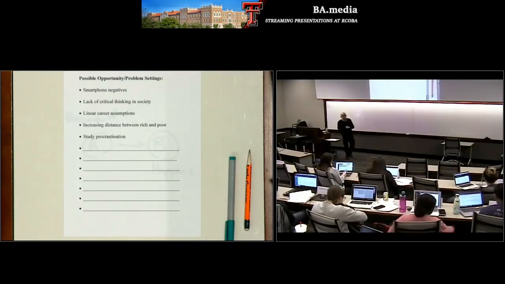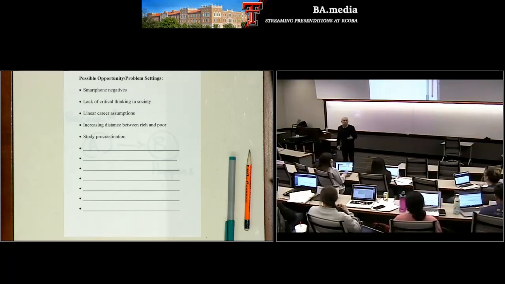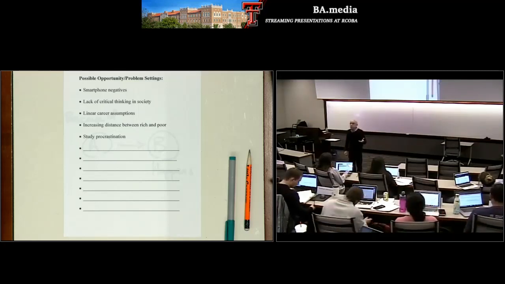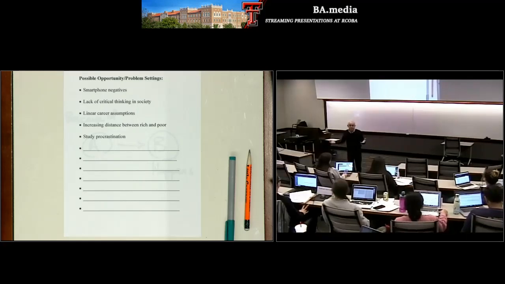Okay, so here are a few ideas. Something that we would know enough about that we could track down what's driving these issues, okay? Smartphone negatives, the lack of critical thinking in society. These are just pump primers, right? You don't have to pick those, see all the blanks? Customize, right?